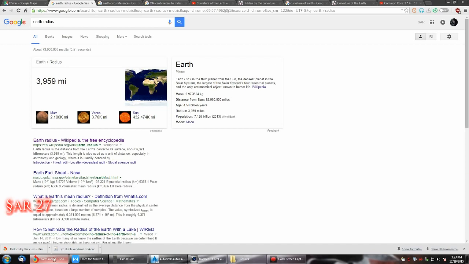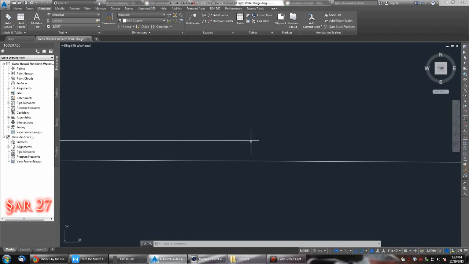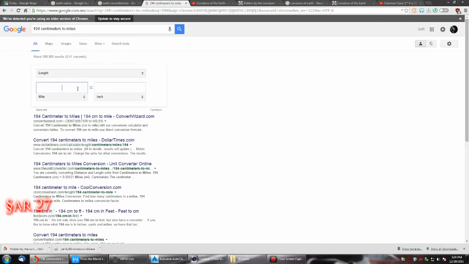Now, let's go back to the curvature of the Earth from Math Central, which is a very used site for math. And it says, again, 9 times 8 equals 72, Earth curves approximately 6 feet in 9 miles. Okay, now, that's our 9 mile mark, and I'm going to do 72 inches and see if it touches. Wait a minute, but first, I forgot. We have to convert the inches to miles. 72 inches is 0.00113636 miles. Remember, my draft is in units of miles, so I have to do this every time I do a measurement.